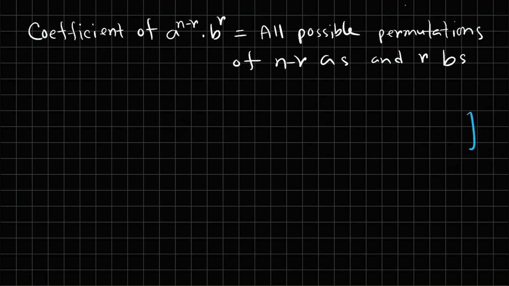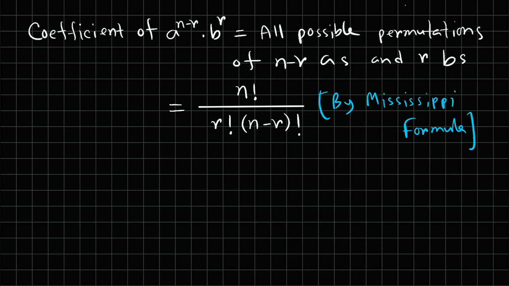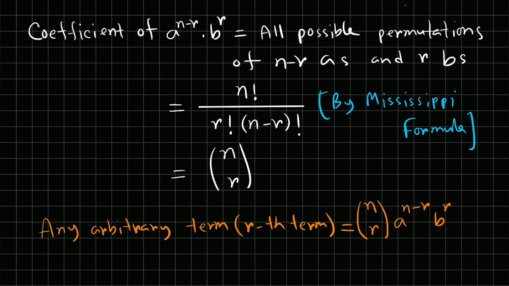Using the Mississippi formula, the number of possible permutations of n minus r number of a's and r number of b's is n factorial over r factorial times n minus r factorial, which is equal to n choose r. So any arbitrary term in the expansion of (a plus b) whole power n is n choose r times a power n minus r times b power r, which is what we wanted to prove.